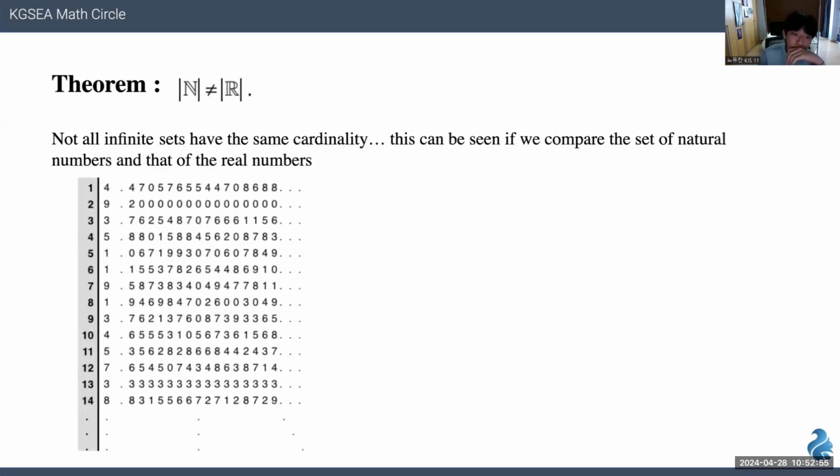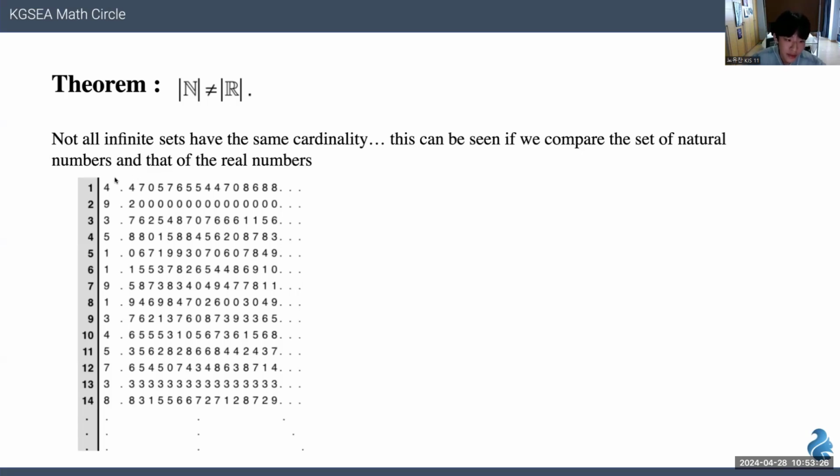But then, obviously, all infinite sets are not completely equivalent, especially when we're considering the natural numbers and the real numbers. Now, this proof is actually very interesting because it's not really computational, but it uses very unique intuition in order to show this to be true. So if we compare the set of natural numbers and that of the real numbers, the real numbers have a much greater cardinality than the natural numbers. So how do we show that?